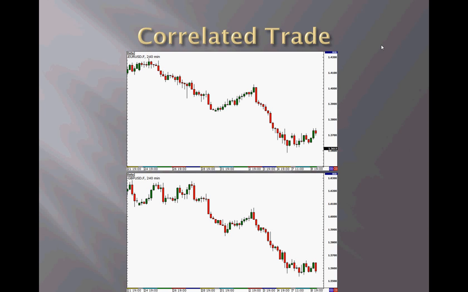You also wouldn't want to buy euro-dollar and sell pound-dollar at the same time, because if the euro-dollar skyrockets, then the pound-dollar will probably skyrocket also, and where does this leave you? If you think your profit or loss will always be zero, then you're wrong. Euro-dollar and pound-dollar have different pip values. Just because they are highly correlated doesn't mean they will move in the same exact pip range.